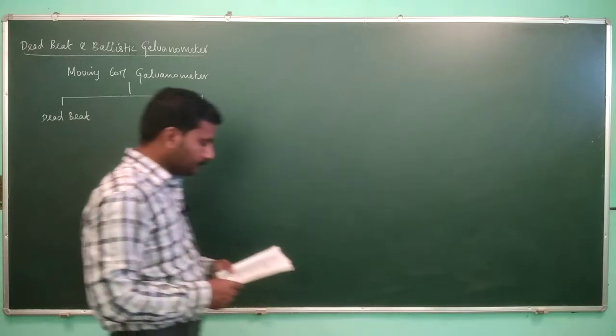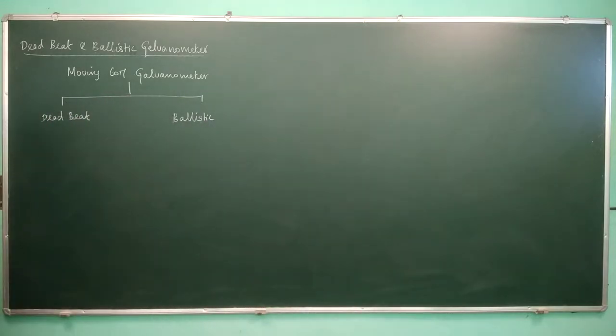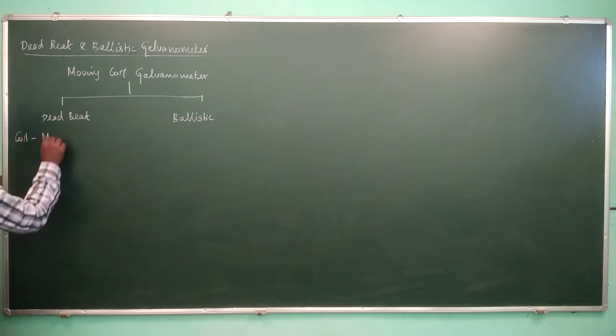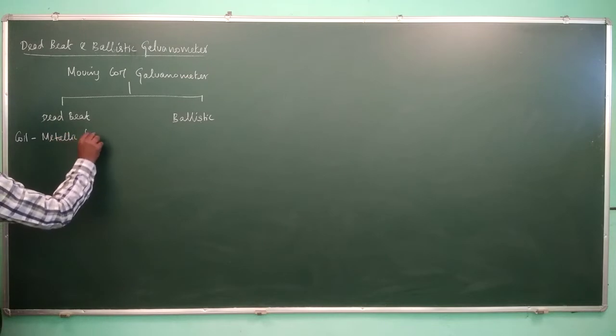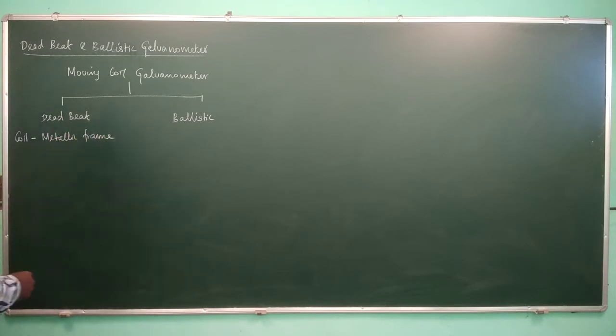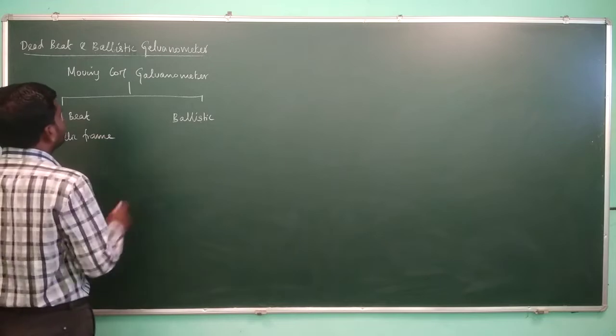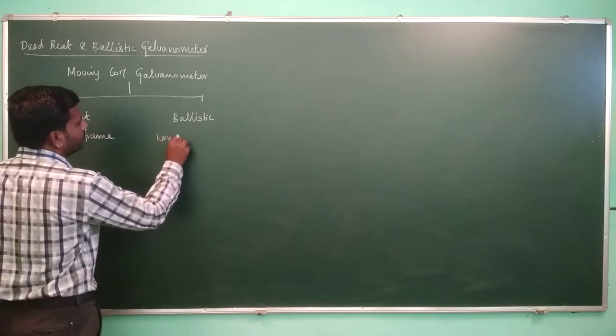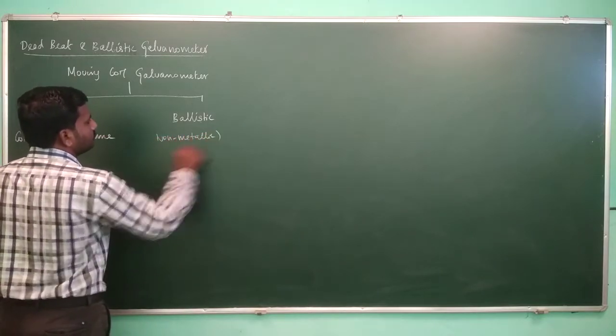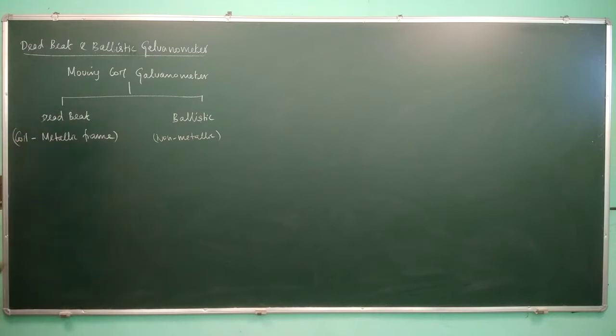So in simple terms, the moving coil galvanometer is said to be deadbeat when the coil is wound on the metallic frame. If the coil is wound on a non-metallic frame, then it is said to be ballistic galvanometer. What are the conditions for a moving coil galvanometer which is said to be deadbeat? So, conditions for deadbeat.